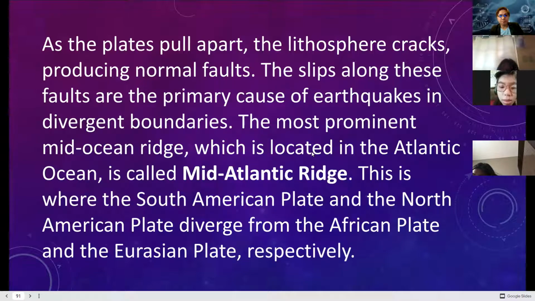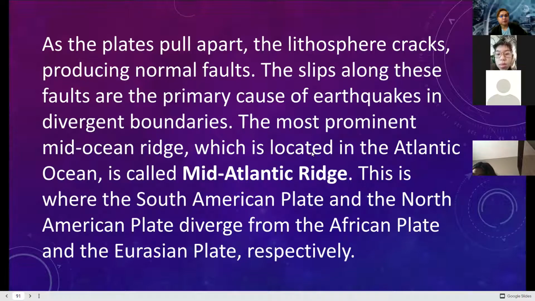The most prominent mid-ocean ridge, which is located in the Atlantic Ocean, is called the Mid-Atlantic Ridge. This ridge was actually created through divergent boundaries. The plates are actually pulling away from each other. This is where the South American plate and the North American plate diverge from the African plate and Eurasian plate, respectively. This is how your Pangea... You're familiar with Pangea, right?